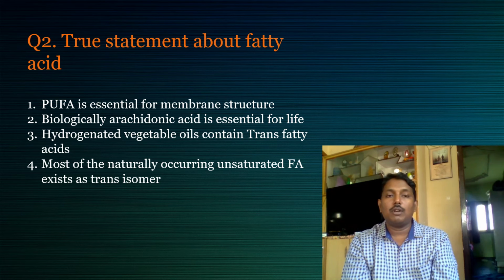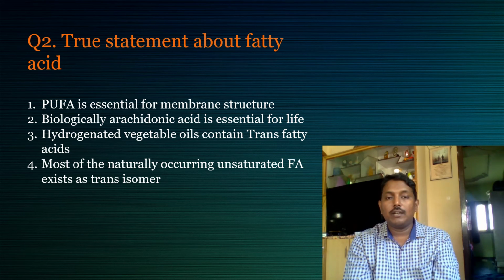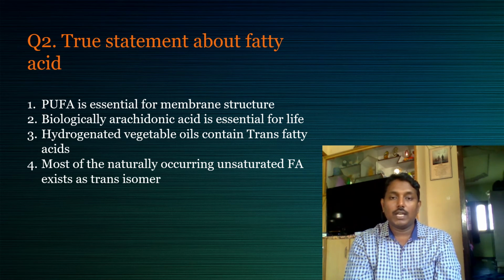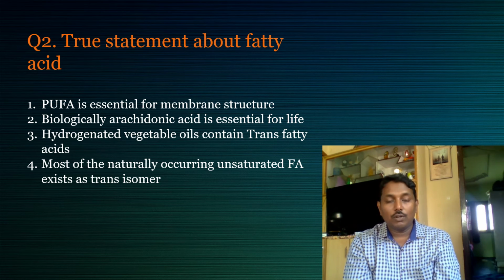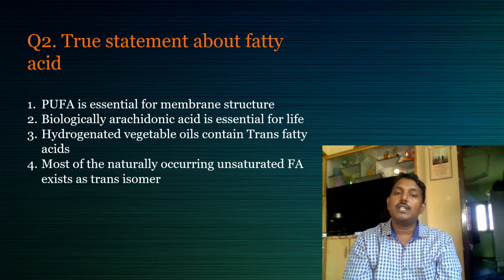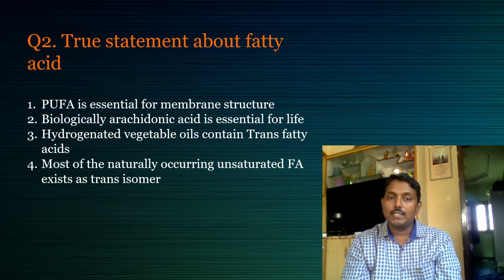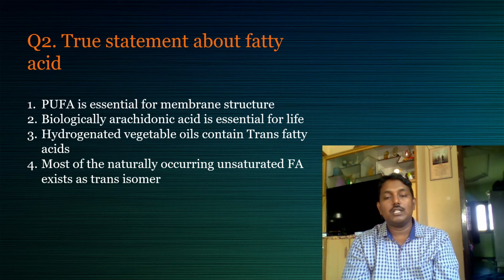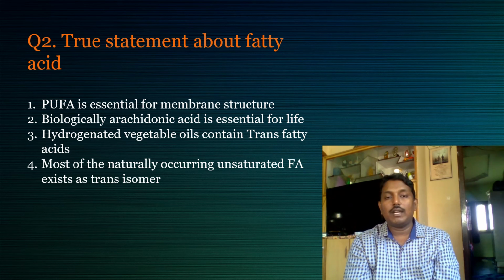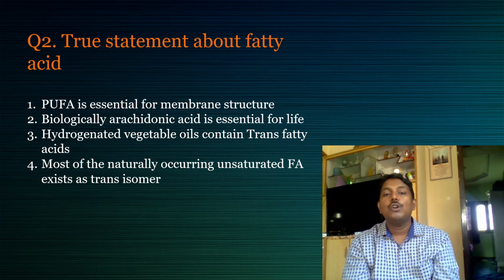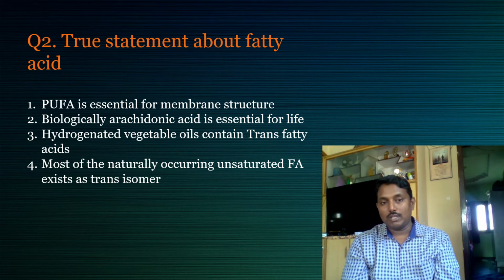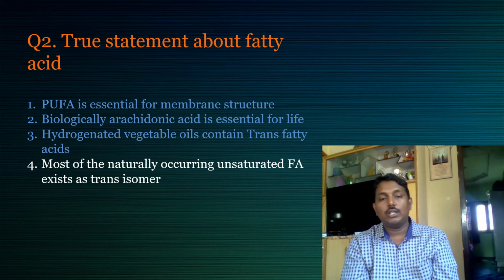Question number 2, true statement about the fatty acids. First option, polyunsaturated fatty acid is essential for membrane structure, which is a true statement. Biologically, arachidonic acid is essential for life. Yes, because arachidonic acid is the precursor of most of the prostaglandins and thromboxanes. Hydrogenated vegetable oils contain trans fatty acids. Yes, because of hydrogenation, the cis bond is converted into a trans bond. Most of the naturally occurring unsaturated fatty acids exist as trans isomers, which is not true. Naturally occurring unsaturated fatty acids procured from plants are mostly cis isomers. So the answer is 1, 2 and 3. All the 3 are right answers.